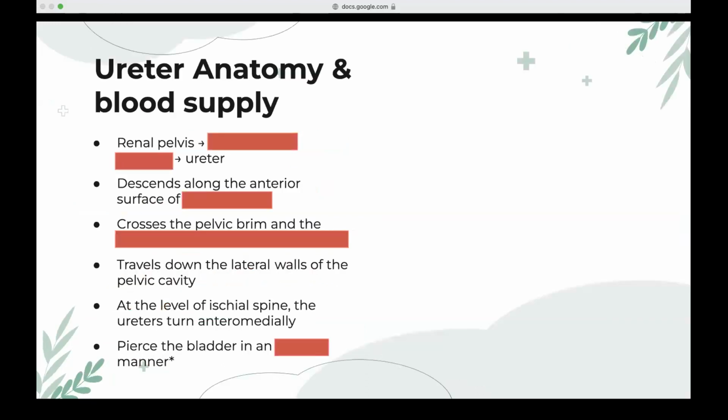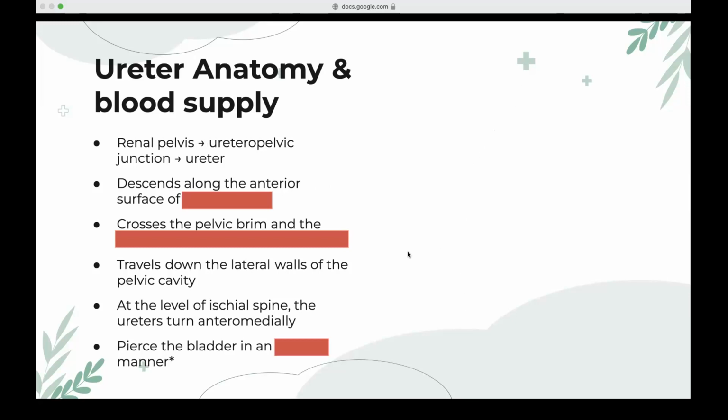Right. Now onto the ureter anatomy and blood supply. So how is the ureter formed? It begins with the renal pelvis. Then you have the what? Uretero-pelvic junction. Exactly. Then the ureter. Then the ureter descends along the anterior surface of what? It descends down along the anterior surface of a structure.